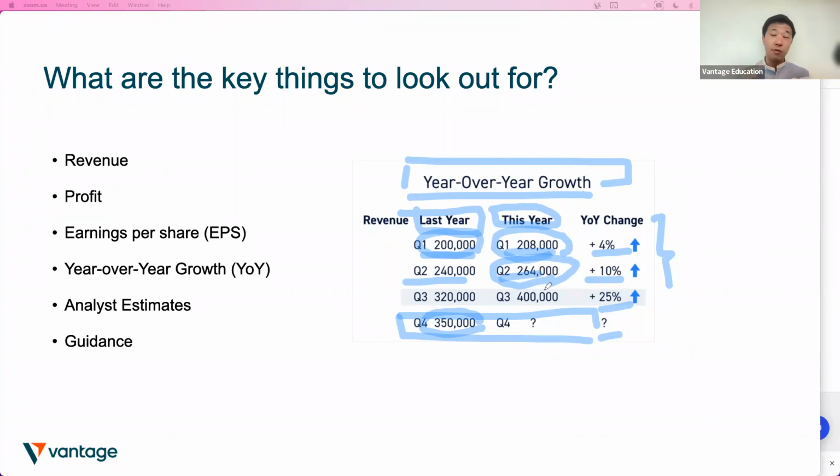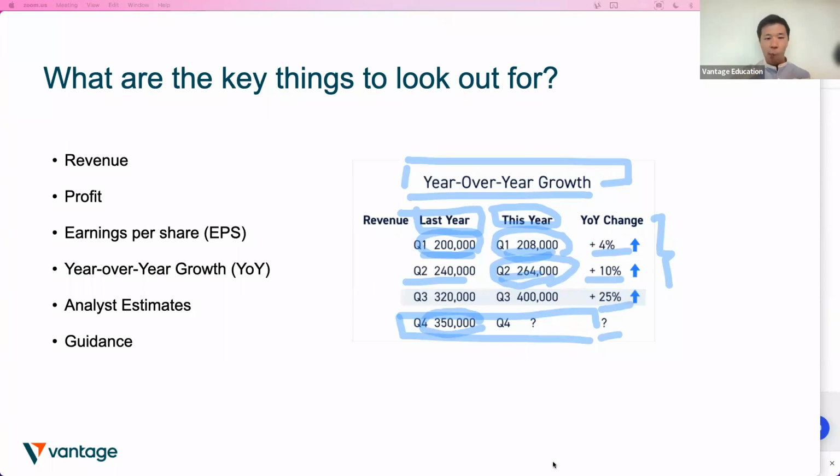So what you always want to do is compare with the previous year, right? Year-on-year growth. One important thing to take note of, especially if you're investing for the quarter, maybe a little bit more long-term. You want to see the general health of the company. Year-on-year growth is one of the key things that you want to look out for.